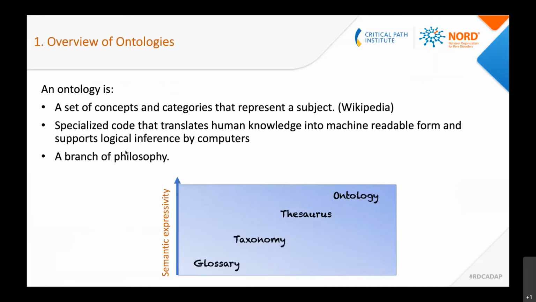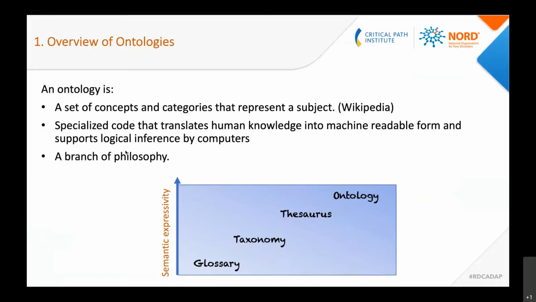So what is an ontology? That's our first question. Wikipedia defines an ontology as a set of concepts and categories that represent a subject. And this is true, but it doesn't really do justice to what an ontology is completely. Glossaries, taxonomies, and thesauri also contain sets of concepts and categories that represent a subject. What sets an ontology apart is that, of all of these types of vocabularies, ontologies have the most semantic expressivity. That is, they capture the most knowledge and information.